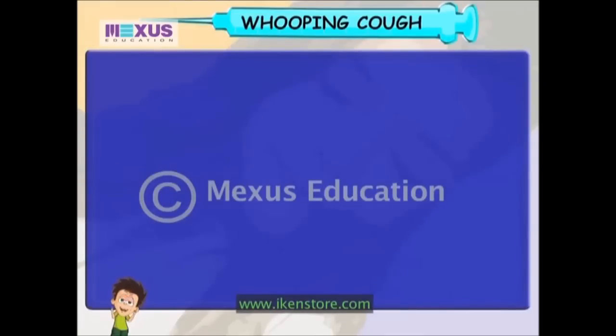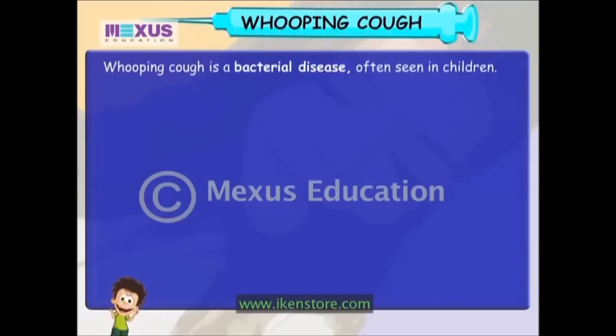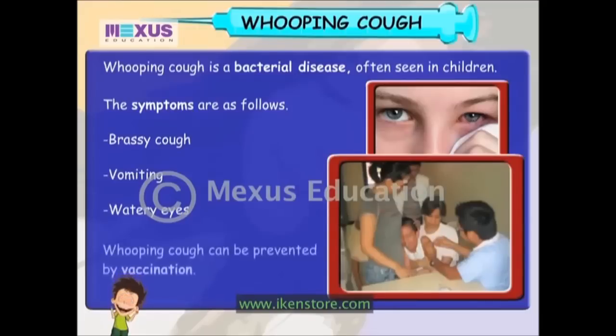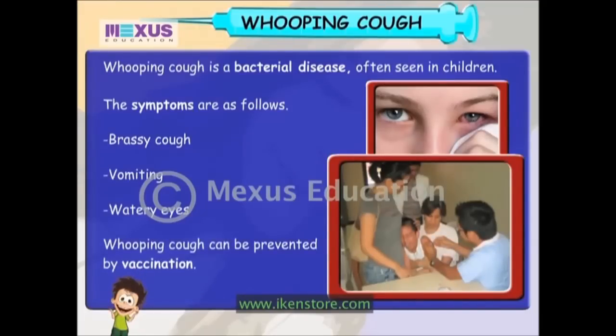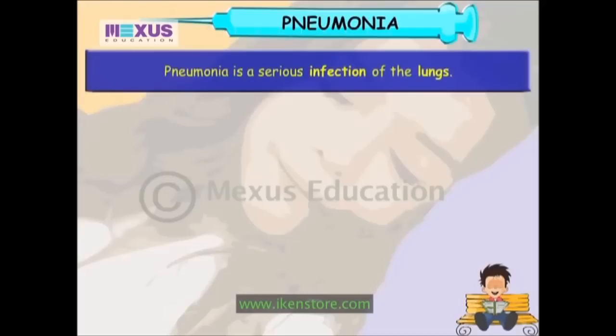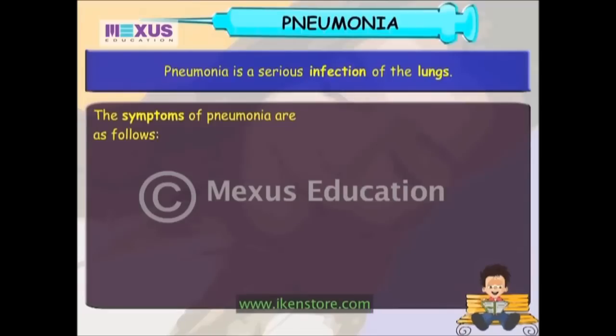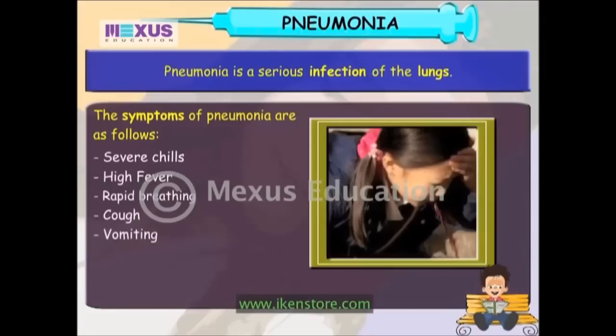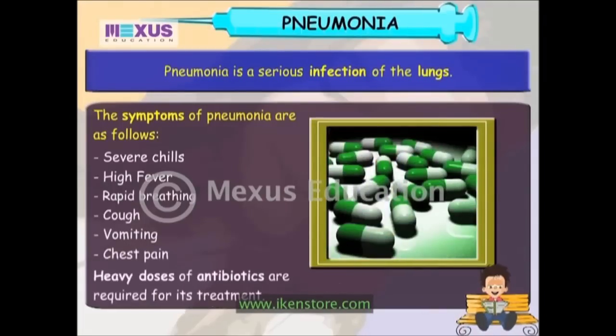Let us look at whooping cough. Whooping cough is a bacterial disease often seen in children. The symptoms are brassy cough, vomiting, and watery eyes. Whooping cough can be prevented by vaccination. Pneumonia is a serious infection of the lungs. The symptoms are severe chills, high fever, rapid breathing, cough, vomiting, and chest pain. Heavy doses of antibiotics are required for its treatment.